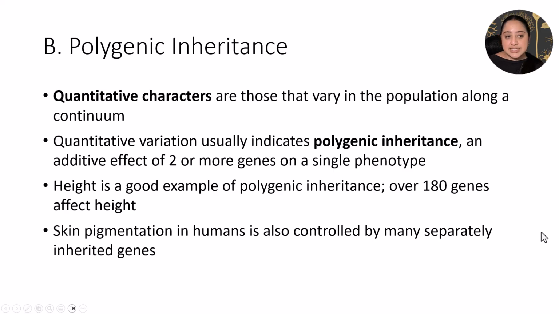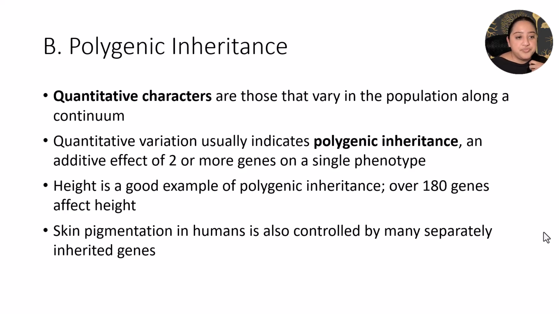And then lastly is polygenic inheritance. In this case, it's even more complex, basically. So quantitative characters. Remember, quantitative data means numbers, so things like measurements, height, things like that. Quantitative characters are those that vary in a population along a continuum. Height is actually a continuum. We're not just tall and short like these plants that Mendel was looking at. There's a continuum of different heights.